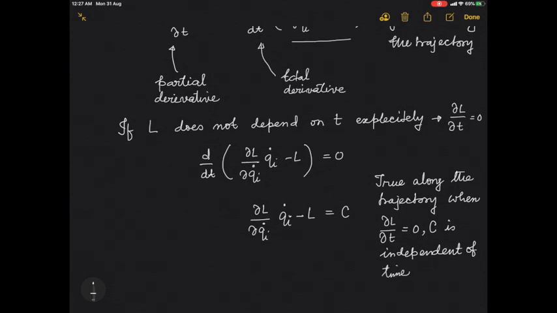Right? Now this result has a name. It is called the Beltrami identity.